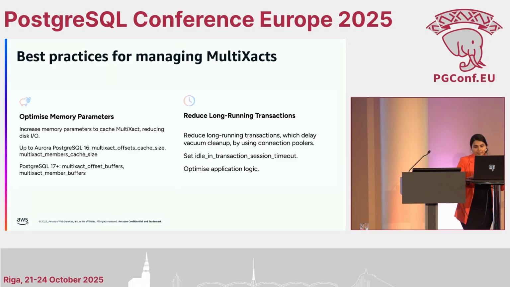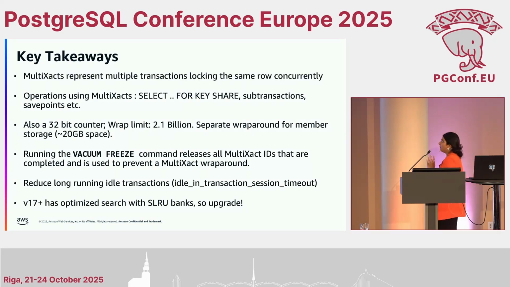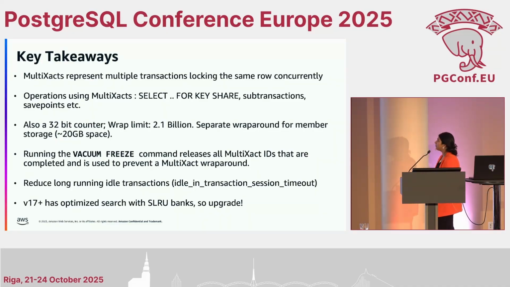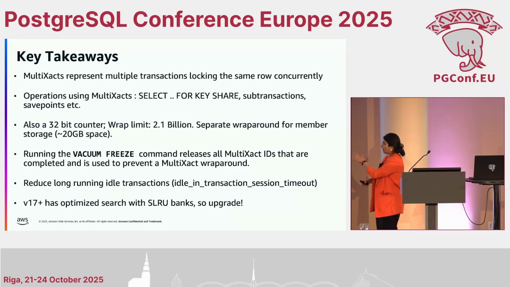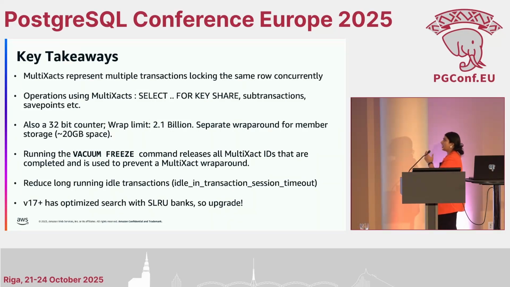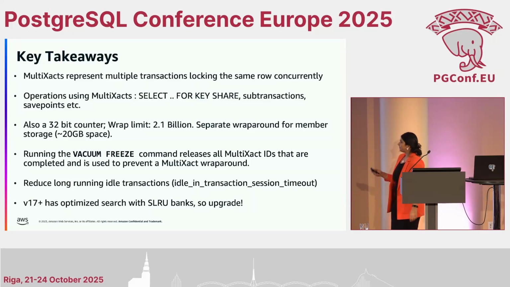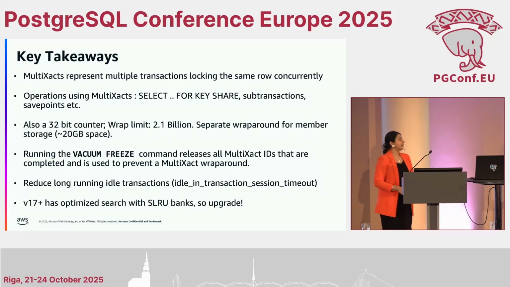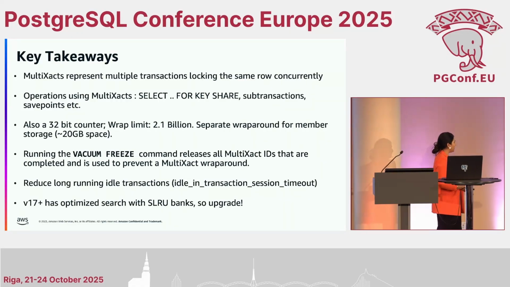And in summary, multixacts represent multiple transactions locking the same rows concurrently. It happens with operations like SELECT FOR KEY SHARE, sub-transactions or savepoints. If you are using any of these, you can land up in transaction ID wraparound for multixacts. It is a 32-bit counter, so the wrap limit is still 2.1 billion, with a storage metric for wraparound as well. Vacuum freeze works for both standard and multixacts, and avoid long-running transactions.